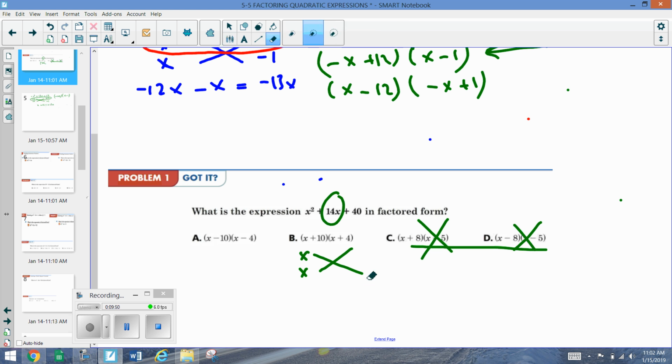Then I'm going to use the 4 and 10 option. So 4 times 10 equals 40. That's good. 4x plus 10x equals 14x. That's right. All positive: x plus 4, x plus 10.